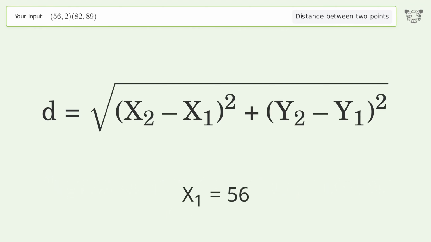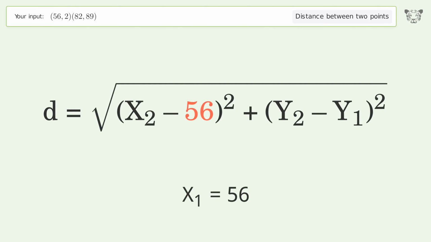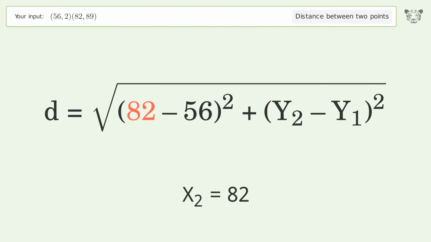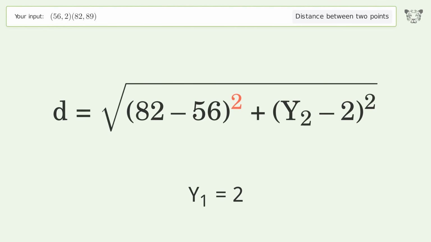x1 equals 56. x2 equals 82. y1 equals 2. y2 equals 89.